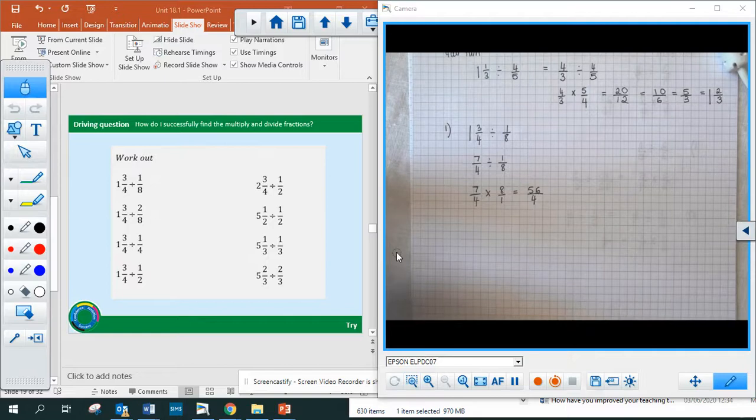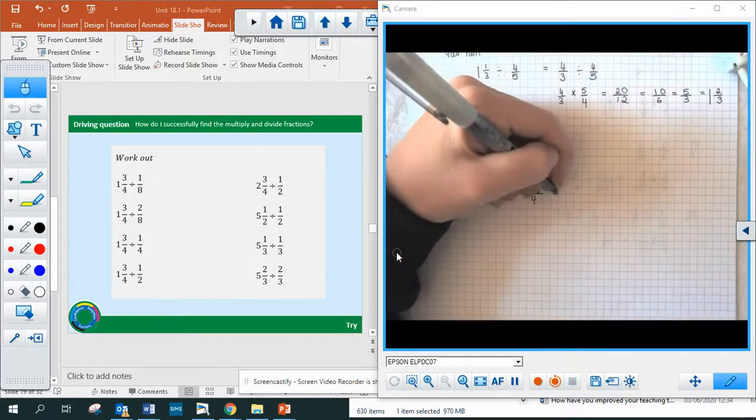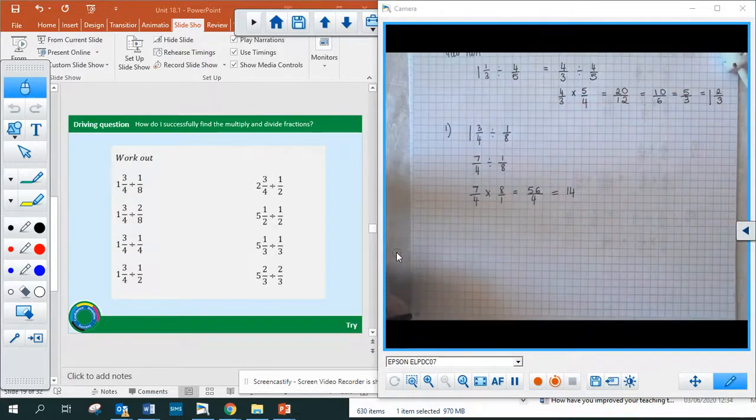So now, hopefully, without simplifying, you could have spotted that 56 divided by 4 is 14. So my answer would have been 14 there. If you didn't, then you could have started to simplify and you would have then got to 14. Okay?